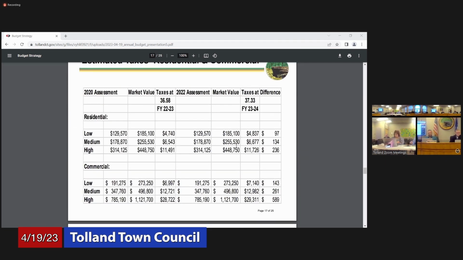The next slide is the estimated tax for residential and commercial based off of the past 2 fiscal years. We have the breakout, kept to low, medium, high. In the past, we've done a larger breakout during the budget cycle, but kept it to the standard low, medium, high ranges. So for a house on the lower end of the market value, it's about a $97 increase on taxes this year. Medium is 134, and high end value is 236. And for commercial, the low end is 143, medium is 261, and high end is 589.